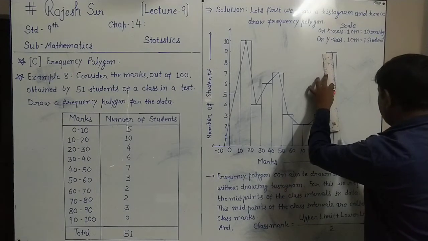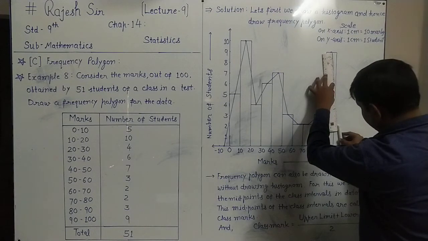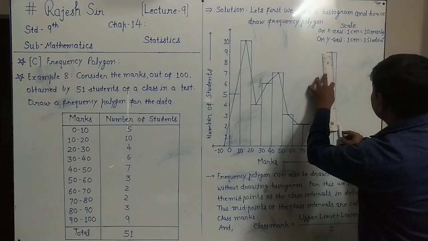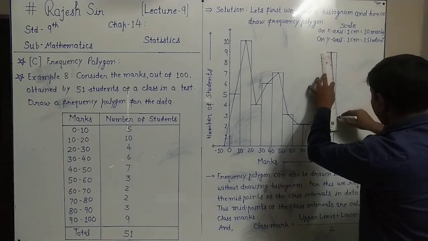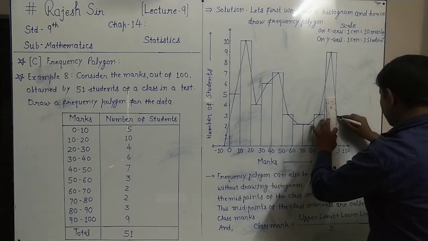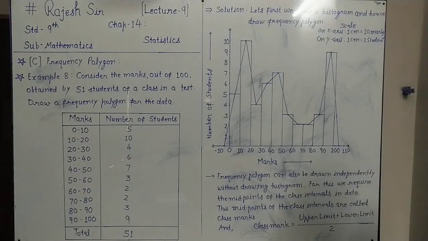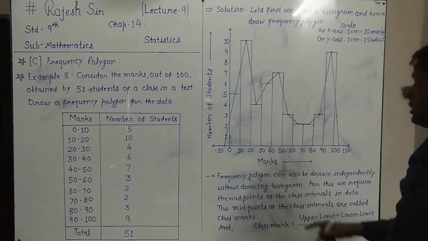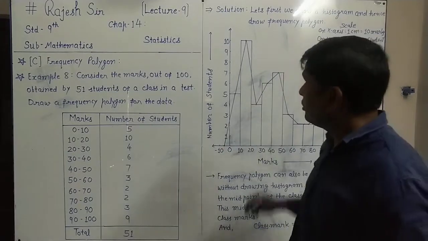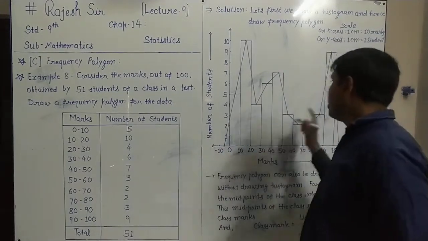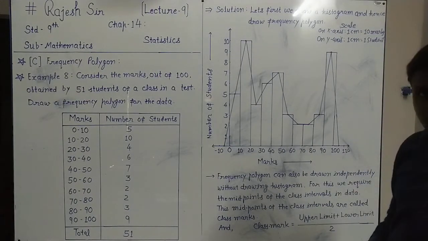This way, the frequency polygon is drawn. The continuous line, with the scale, joining one by one the consecutive midpoints of the classes, is called the frequency polygon. This way we can draw it with the help of the histogram.